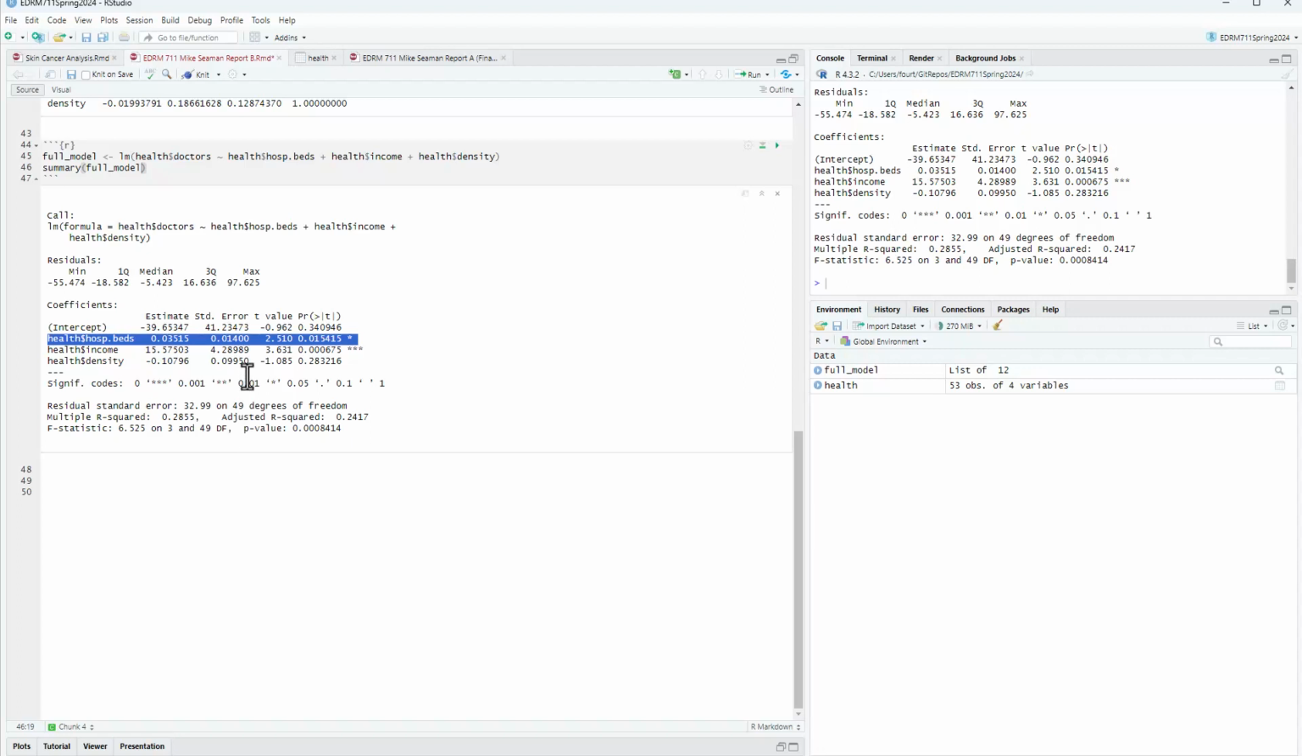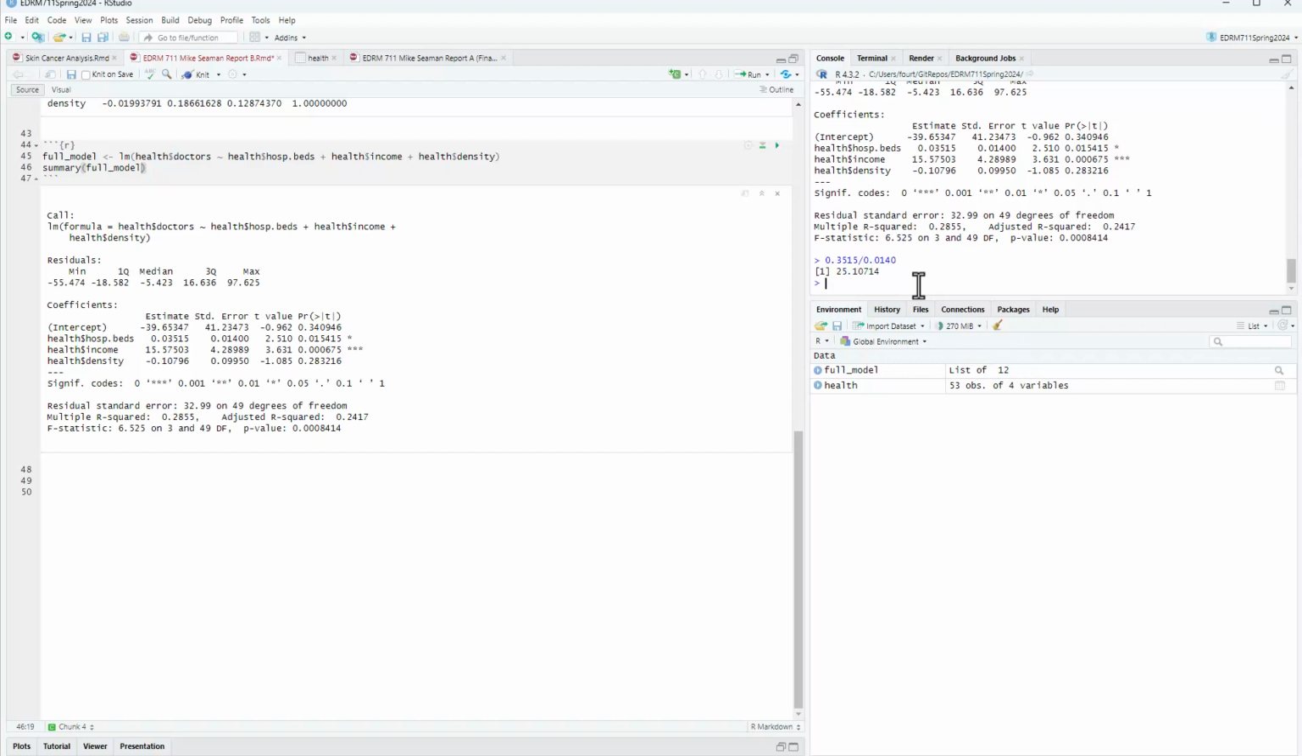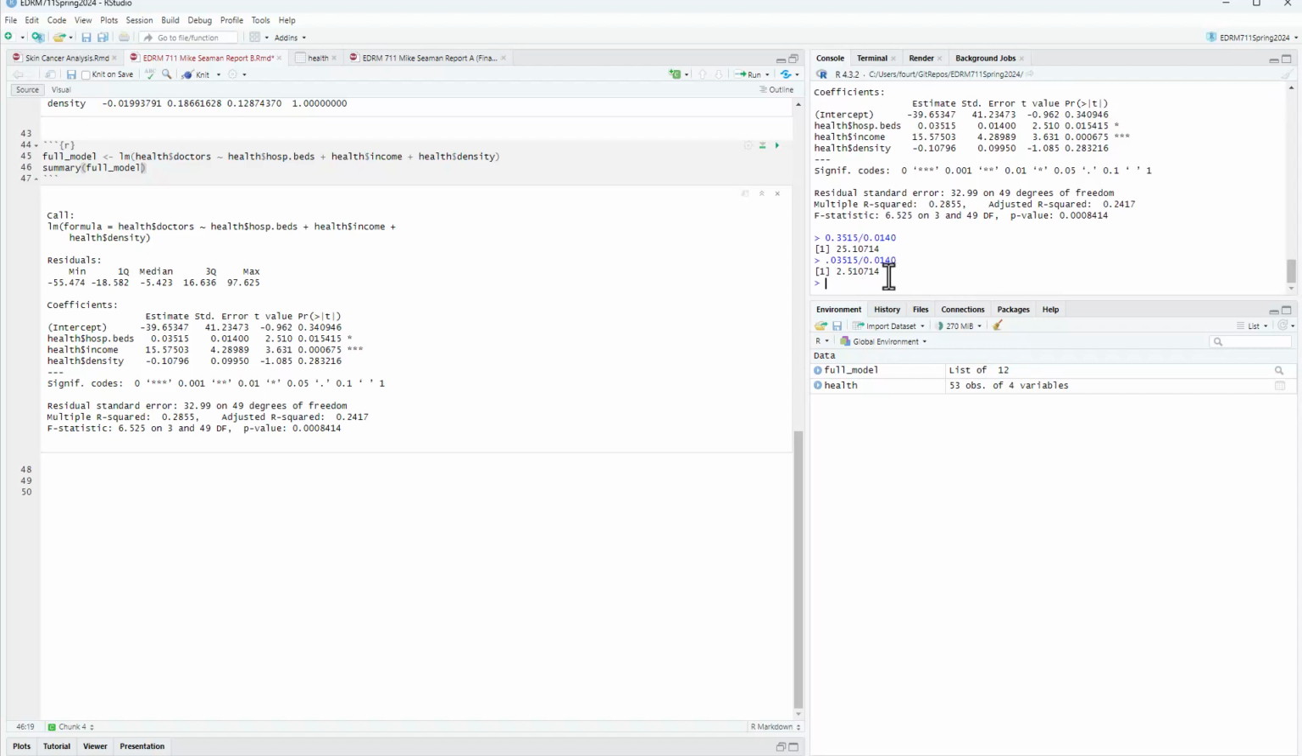And so we have a standard error, which is an estimate of the standard deviation of the statistic. And that estimate is 0.0140. And then if we were to take 0.03515 divided by 0.0140 and put it in this ratio, then we end up with our t-statistic.